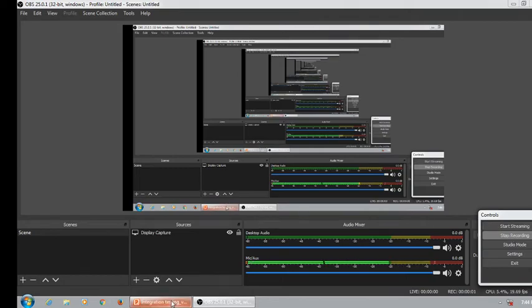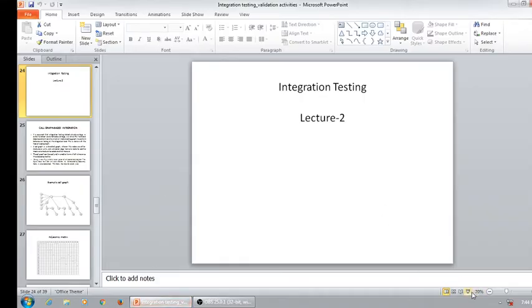Good morning, students. Let's continue with the integration testing. So in the last lecture, we discussed the decomposition based integration techniques, which were divided into two, the incremental and non-incremental, while incremental was divided into two again, the top down and the bottom up, and the third one that was sandwiched, that is practically used.